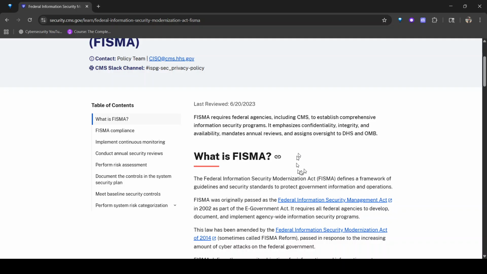I feel the need to add this disclaimer. I should have added it at the beginning, but this is not legal advice. I want to make that very clear. This is just educational materials for individuals or organizations.